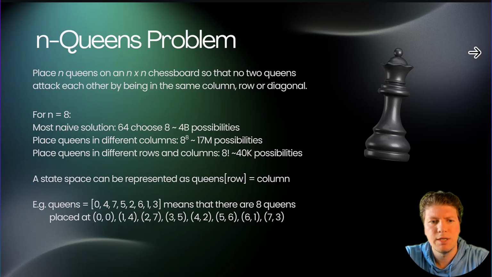We can represent a state space as queens at row equal to column. So for example, for a queens array below, we could see that there are 8 queens placed at (0, 0), (1, 4), (2, 7), (3, 5), and so on.